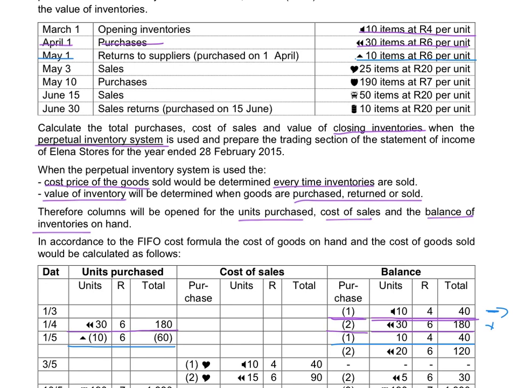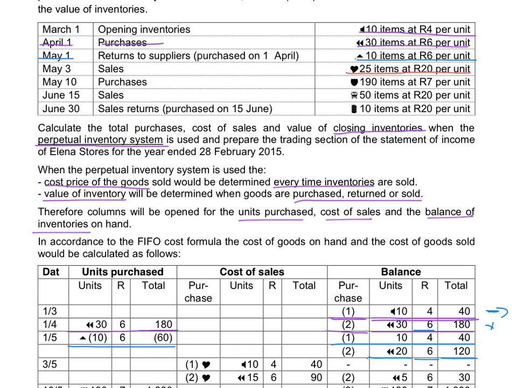Because we had 30 units of group number 2, we returned 10 units, so there's now only 20 units left over in group number 2 that originally cost R6. So that means the value of those units available is 120 Rand. On May the 3rd, we sell goods, and we sell 25 items at 20 Rand each.